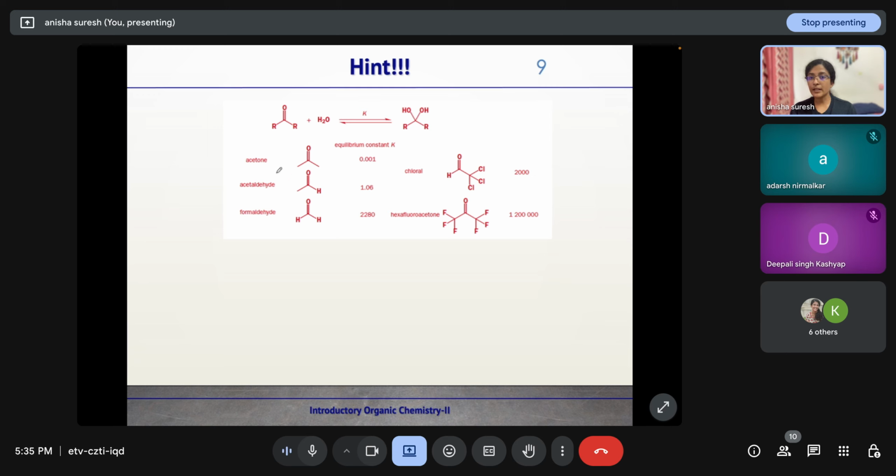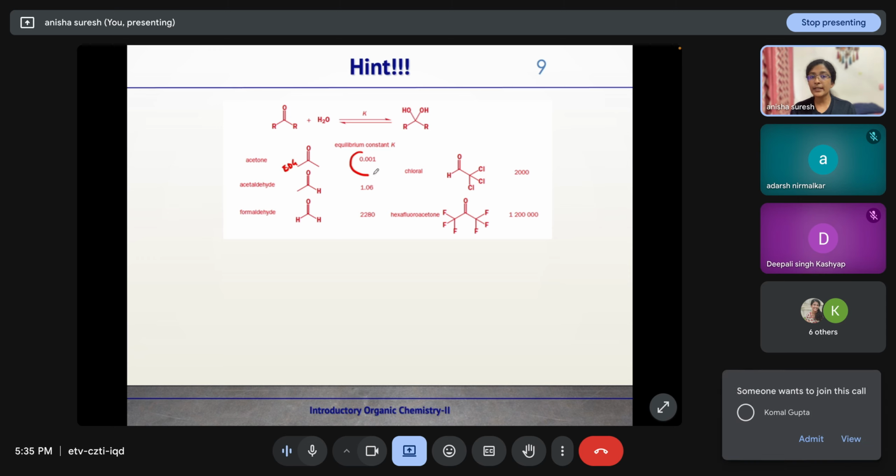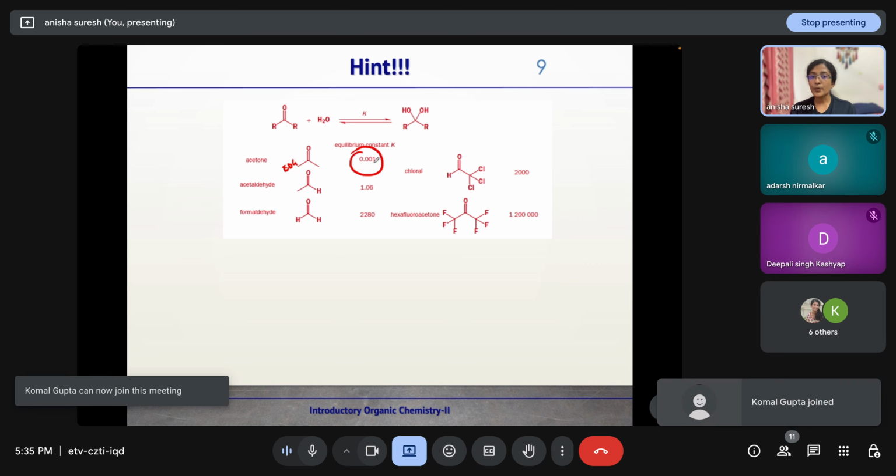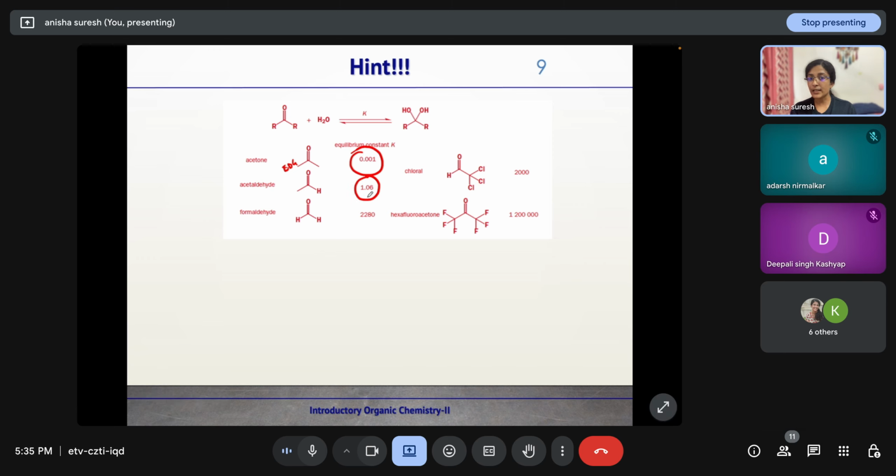So you can see here when acetone is present, because of the electron donating group, that is CH3, the K equilibrium is 0.001. If one of the methyl groups is replaced by hydrogen, the equilibrium constant increases. It becomes 1.06. In the case of formaldehyde, it increases to 2280. And if electron withdrawing groups like CCl3, CF3, etc. are present, you can see the K equilibrium is increasing.